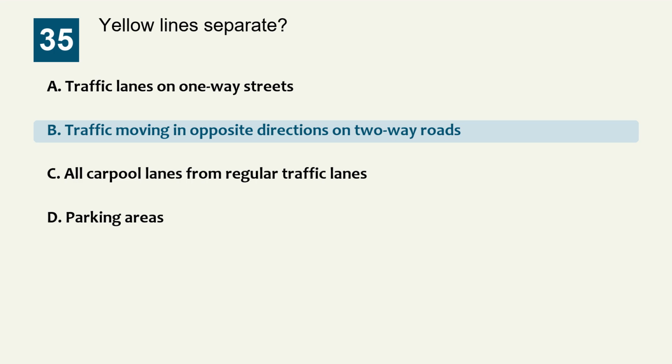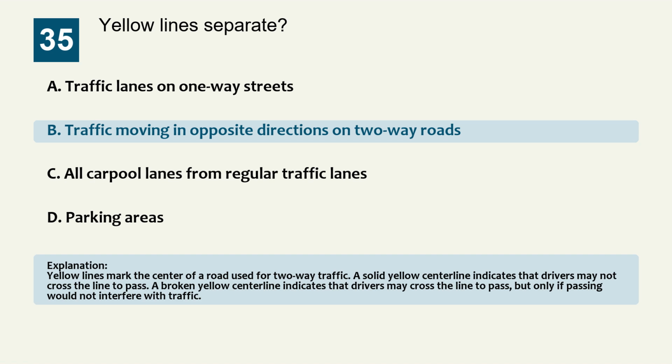The correct answer is option B. Traffic moving in opposite directions on two-way roads. Yellow lines mark the center of a road used for two-way traffic. A solid yellow center line indicates that drivers may not cross the line to pass. A broken yellow center line indicates that drivers may cross a line to pass, but only if passing would not interfere with traffic.